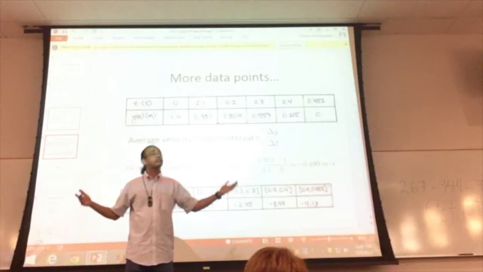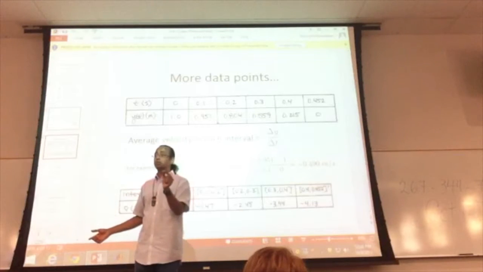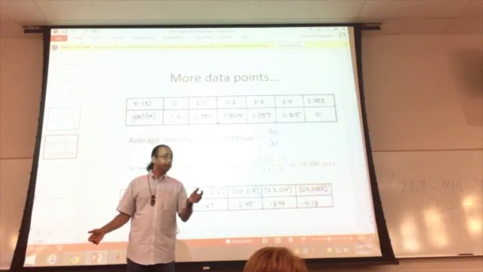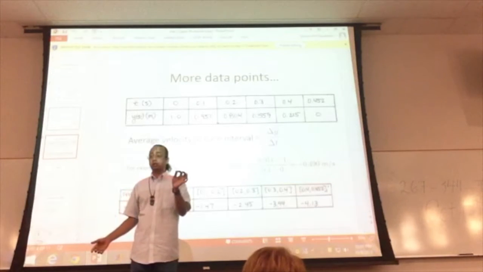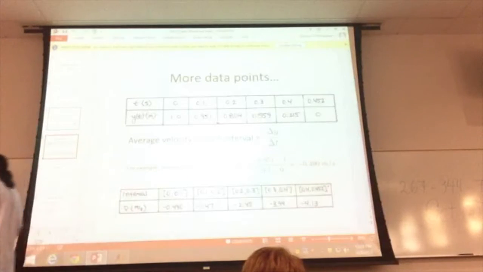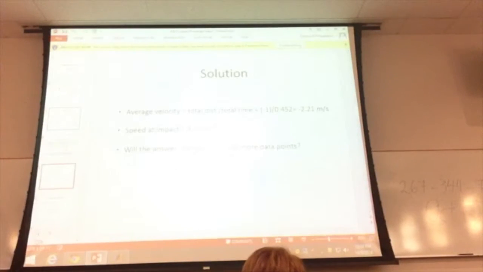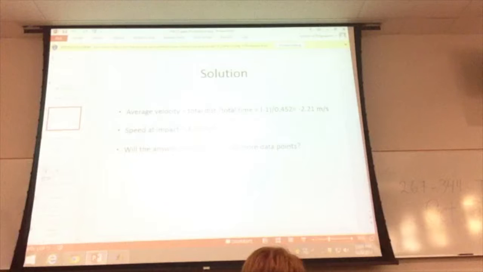Is it fair to say that if I had infinite time intervals, the velocity over the last time interval could be approximated as the velocity of impact? And if it was really, really, really small, it would be the actual velocity of impact. You're with me on that? And that is the concept behind a derivative. Okay? So will the answer change if you had more data points? Yes. Okay? And now we are going to use MATLAB to solve the same problem.